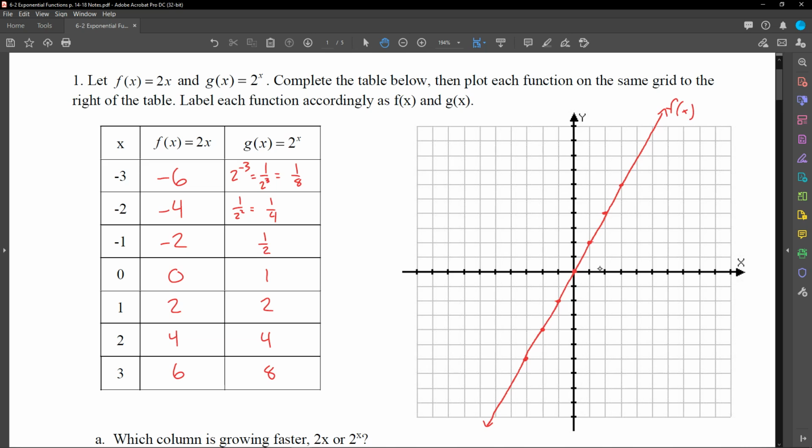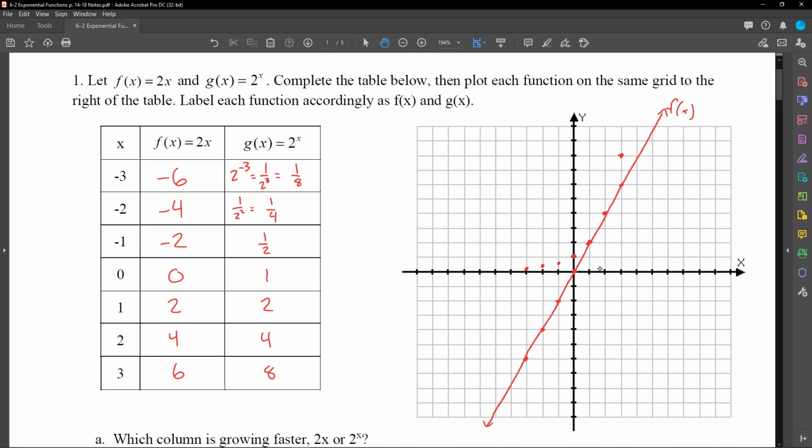For g of x, we have the points negative 3, 1/8, and this you can just kind of approximate. It's really close to the x-axis. Negative 2, 1/4. Negative 1, 1/2. You can just put the point halfway in between 0 and 1. We have our y-intercept, 0, 1. We have 2, 2, 4, 4, 3, 8, and so on.